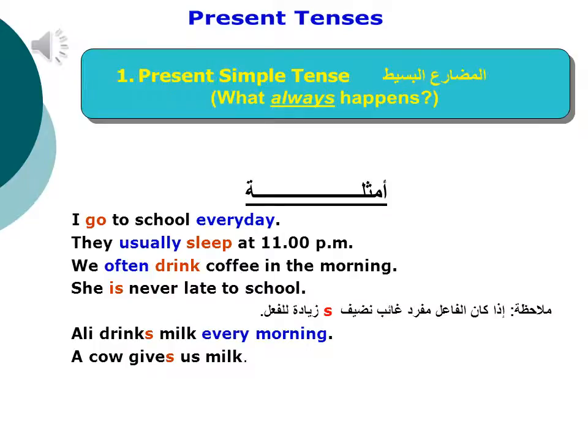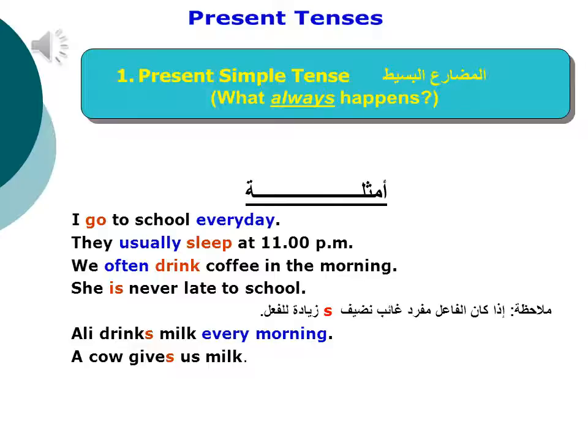Now let's read some examples using the present simple tense. I go to school every day. They usually sleep at 11 p.m. We often drink coffee in the morning. She is never late to school.